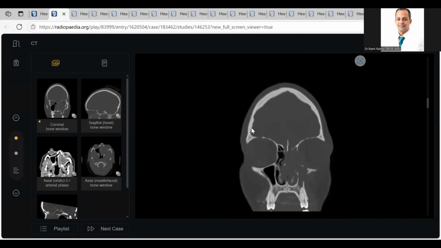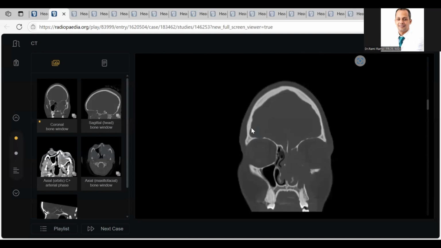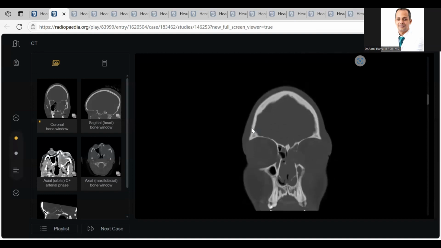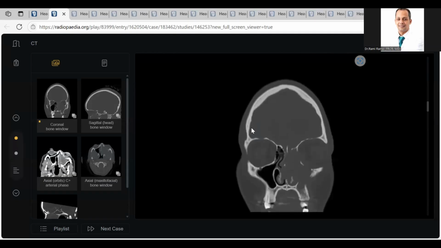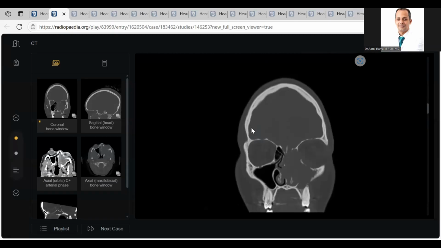I can appreciate a large soft tissue mass that is occupying the left maxillary sinus, extending into the ipsilateral nasal cavity. I can appreciate significant bone erosion and destruction involving the medial wall of the maxillary sinus. Superior and lateral walls also show erosion. I can also appreciate intraorbital extension on the left side with the erosion of the lamina papyracea. I also suspect the cribriform plate erosion as well.